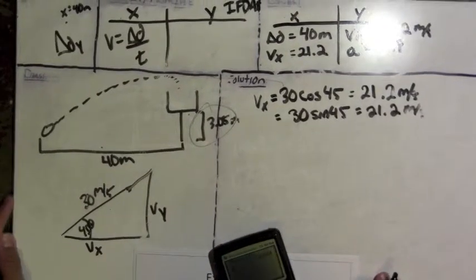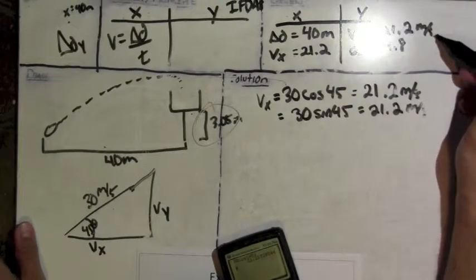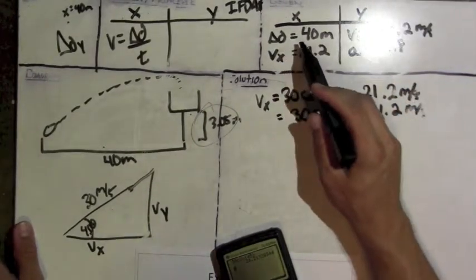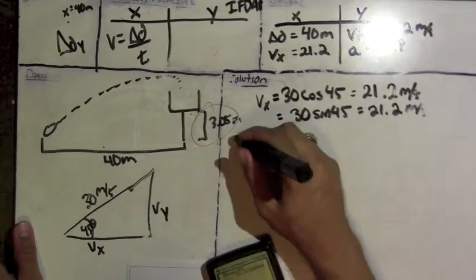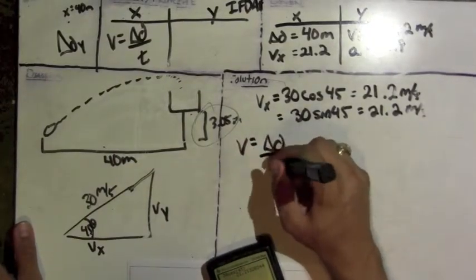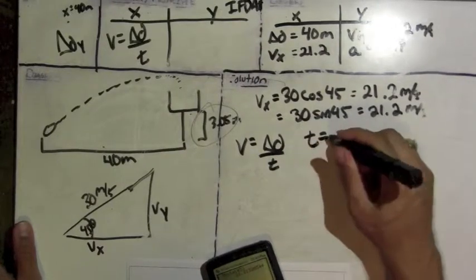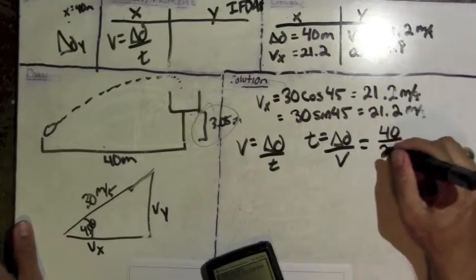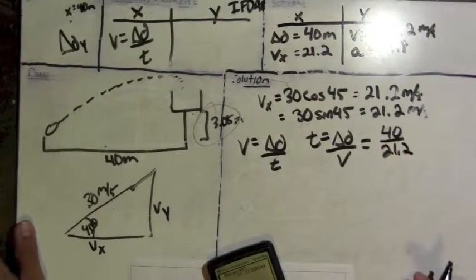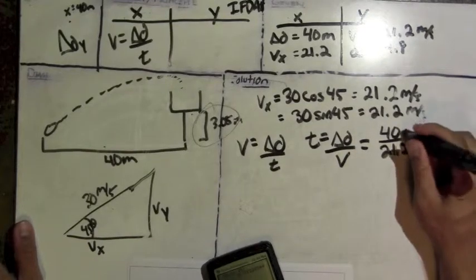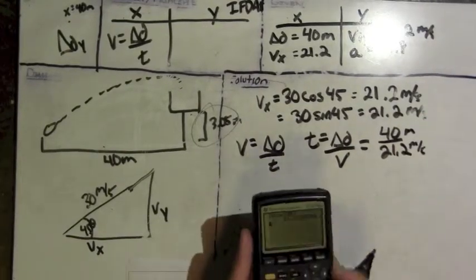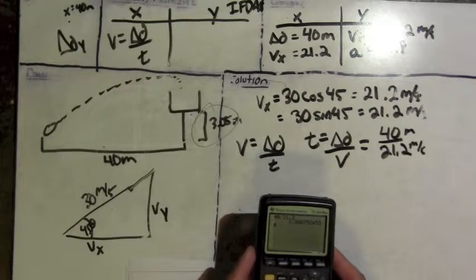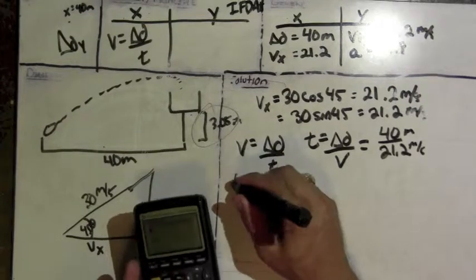So if you look at what we have, I don't actually have enough information to use the y equations yet. But what I do have enough information for is to use the x values to solve for time. And that's what I'm going to do. I'm going to say, okay, v equals delta d over t, or in our case, t is going to equal delta d over v, or 40 divided by 21.2 meters per second. When you do that, you'll get the time that the ball takes to travel those 40 meters. 40 divided by 21.2, and we get 1.89 seconds.